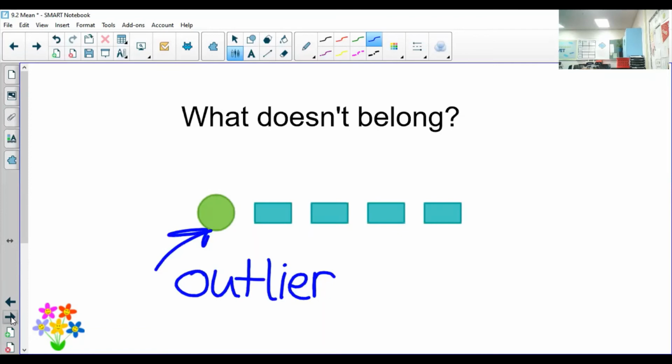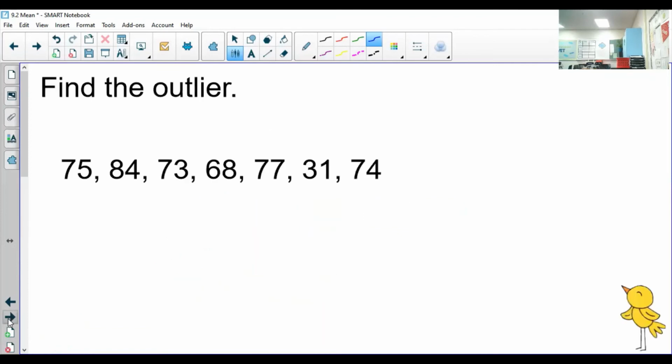So what does that actually mean? Okay, let's take a look at this data. It is asking us to find the outlier. Okay, so we've got all these different numbers. We want to find the number that doesn't belong.